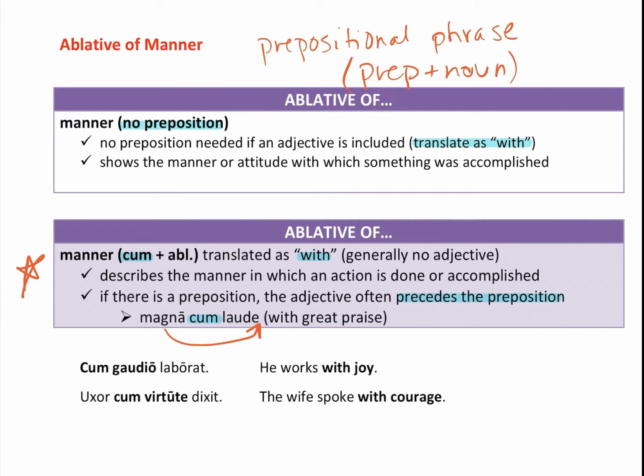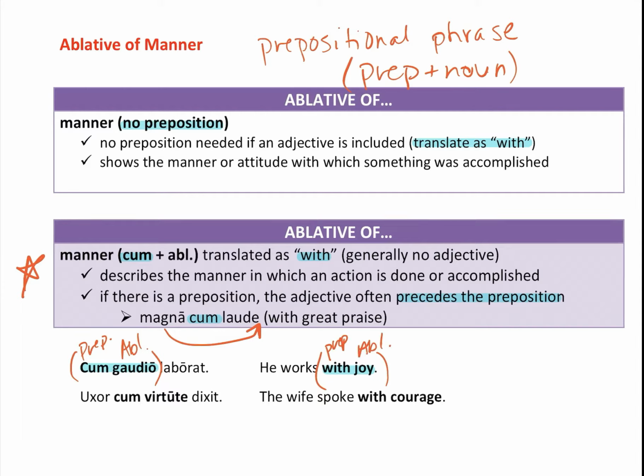All right, let's look at a couple of examples here. I've got cum gaudio laborat. He works with joy. Notice no adjective there. So it does start with cum, and we'd put brackets around it. Prepositional phrase. So the preposition comes first, followed by a noun in the ablative. So here's our preposition with, followed by a noun in the ablative.